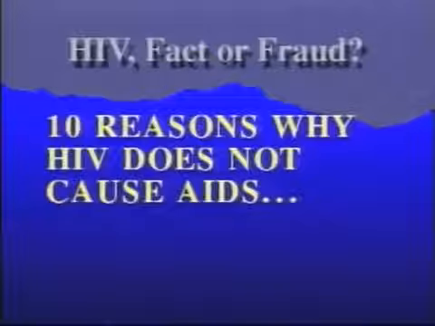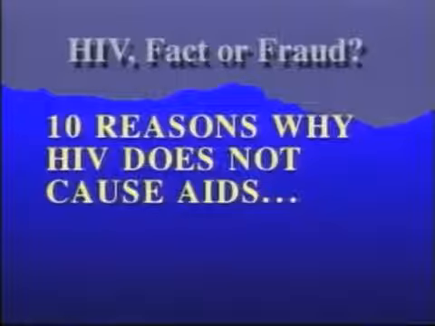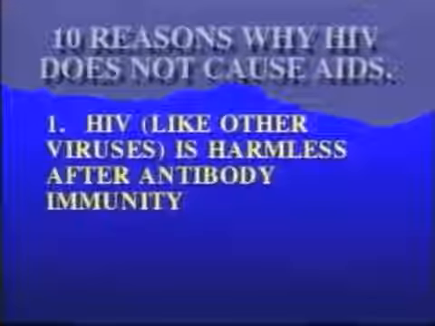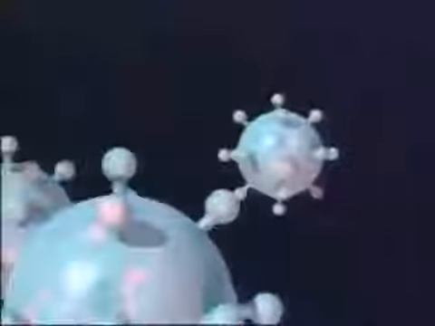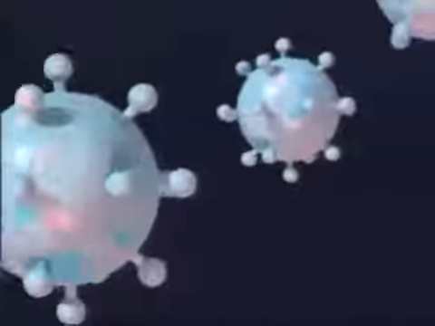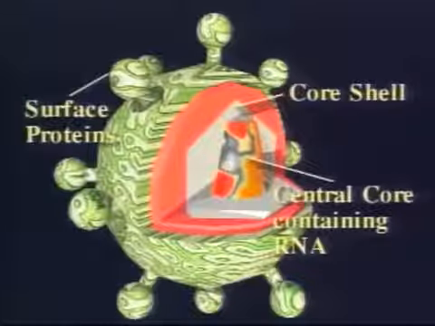First, 10 scientific reasons why HIV is not the cause of AIDS. To begin with, let's take a close microscopic look at the virus itself. Number 1. HIV, like all other viruses, is harmless after antibody immunity. HIV is a retrovirus. Retroviruses reproduce themselves through a process called reverse transcription.